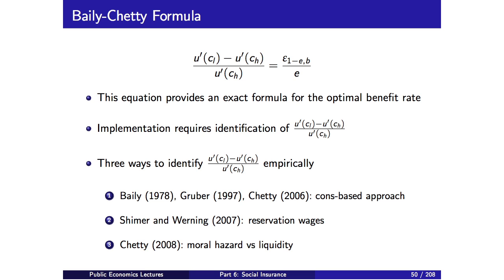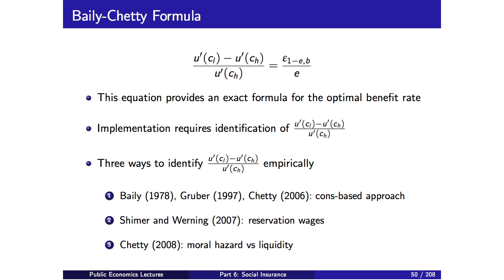So the way I see it, the way to think about the literature is how do you identify that parameter on the left-hand side, the value of transferring money across states. And there are three ways so far that people have developed to think about how you identify that gap in marginal utilities. The first is using data on consumption. The second is using data on reservation wages. And the third is a decomposition into moral hazard and liquidity effects, which is kind of analogous to a Slutsky decomposition. We'll come to that in a little bit. So let's start by talking first about the consumption-based approach.